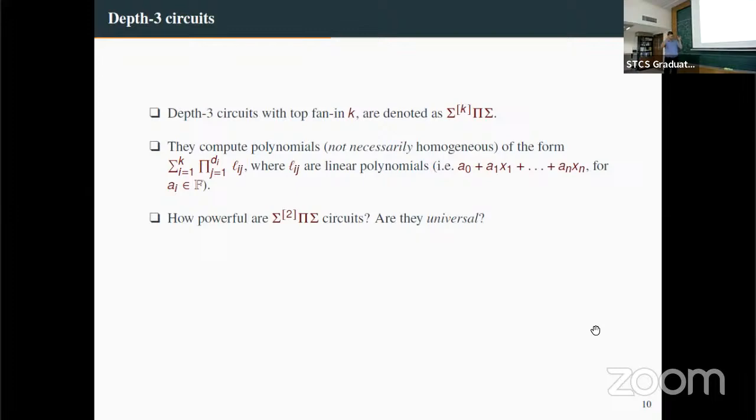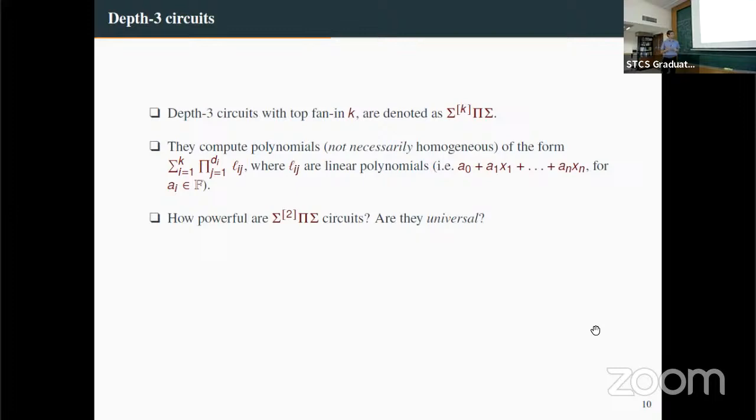So if you have just one product, then it is called sigma 1 pi sigma. And it's very easy to study that. You will not get any interesting result. The next challenge will be when you take two products. So you have one product of linear polynomials, another product of linear polynomials, and you are just summing them. So what is this model?